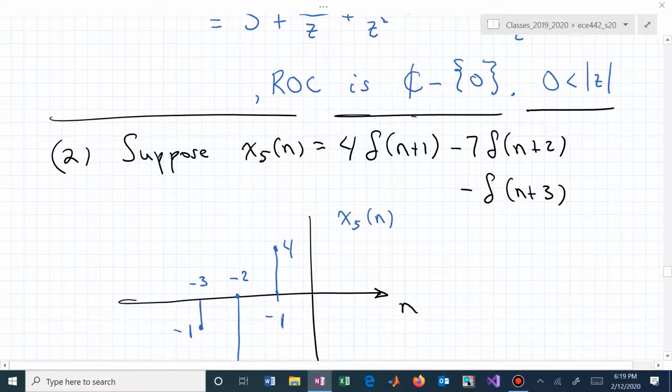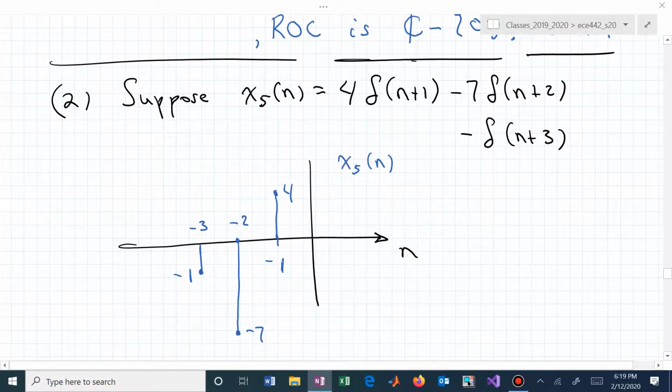What about x sub 5 of n? Hopefully you can see how that pattern in the time domain is consistent with the expression. It has a value of 4 when the argument of that delta is equal to 0 that scales 4, and that's when n is equal to minus 1. It has a value of minus 7 when n is equal to minus 2, and it has a value of minus 1 when n is equal to minus 3.